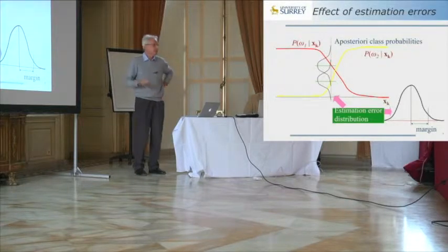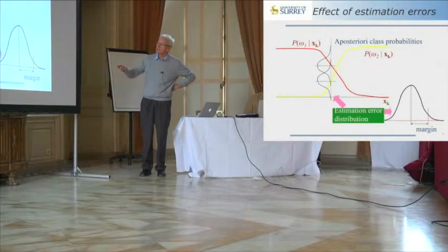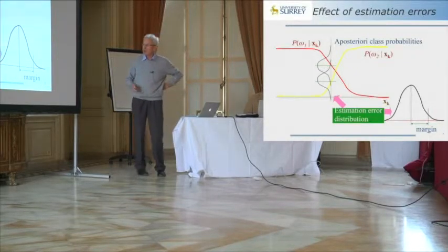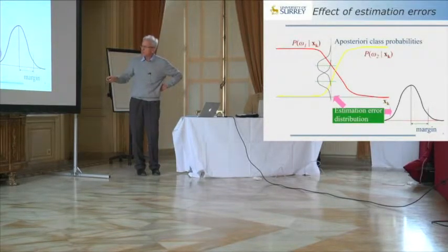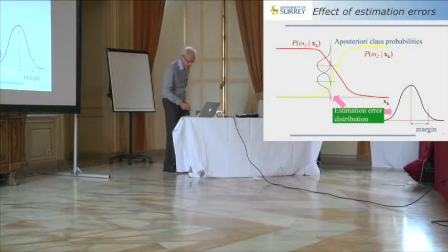Of course, at the boundary, who cares, because you can just choose decisions randomly. But the closer you are to the boundary, the smaller the margin will be, and the more probable it will be that you will make an error.